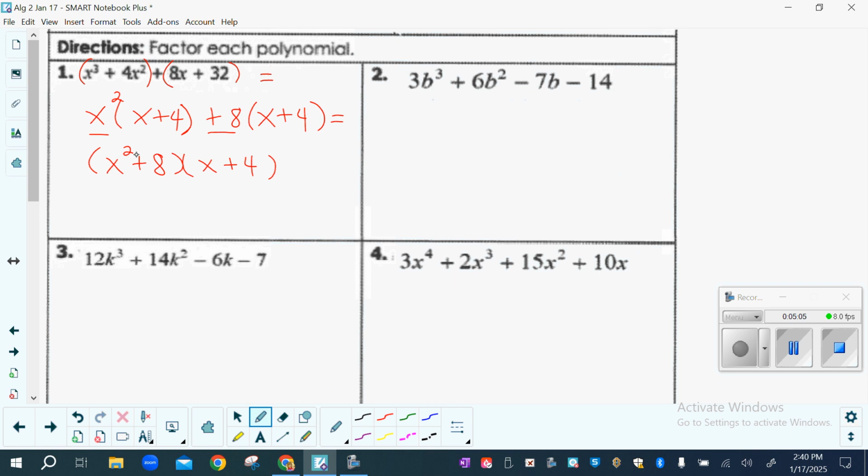Okay, so on number 2, we're going to group. Can I get a hand, please, for what the greatest common factor is? The first one. 3. Yes, go on. 3. Good. 3 B squared. Good. And then what would we be left with? B plus 2. That's right. And then what do I do in the next one in order to get a B plus 2 again?